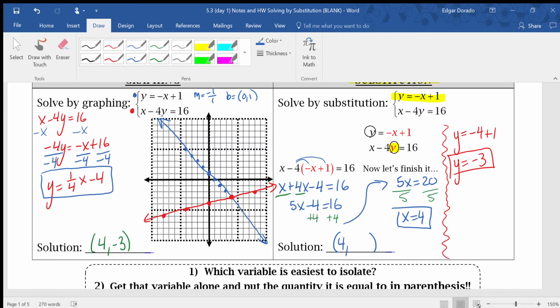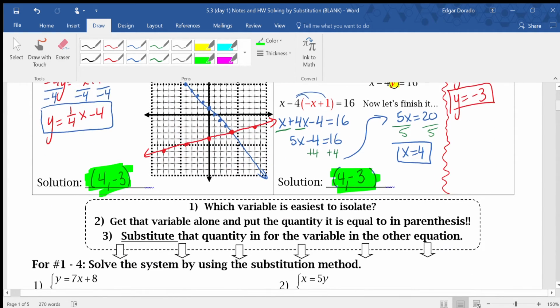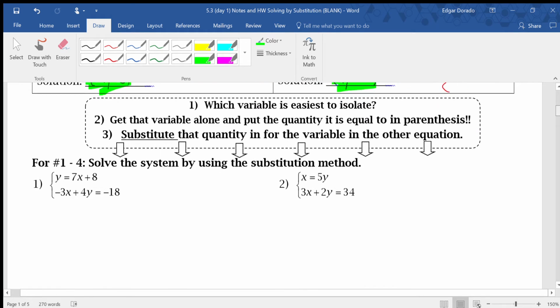And look at that. We have completed our solution set, or our solution point. And that is exactly the same point as the original one we had in the previous problem. Notice those two are exactly the same. Now we have again another method in our belt in order to figure out the solution to these systems.